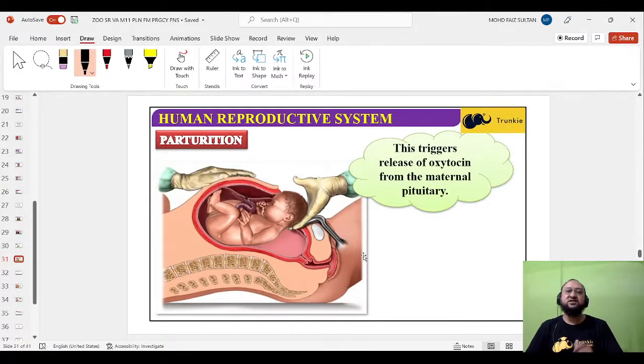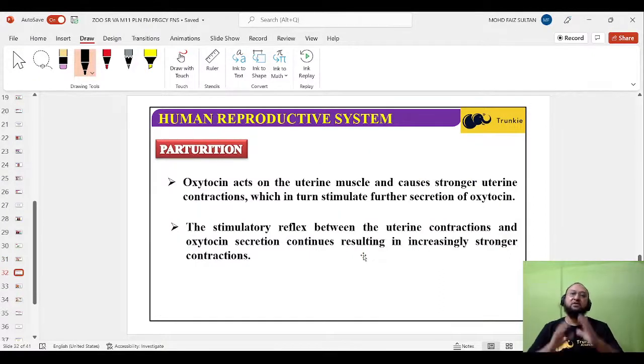This triggers the release of oxytocin. When the uterine wall rhythmically contracts, this induces the release of oxytocin from the maternal pituitary gland. As the process of delivery starts, oxytocin is released from the mother's pituitary gland. Oxytocin acts on the uterine muscles and causes stronger uterine contraction, which in turn stimulates further secretion of oxytocin.